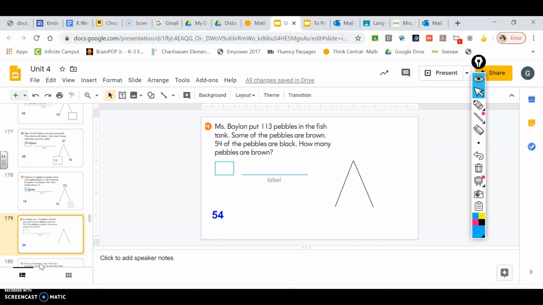All right, welcome back, second graders. I hope you didn't struggle too much with this problem, but we're going to walk through it together so you can either check to make sure your work is correct or make the changes as we go along.